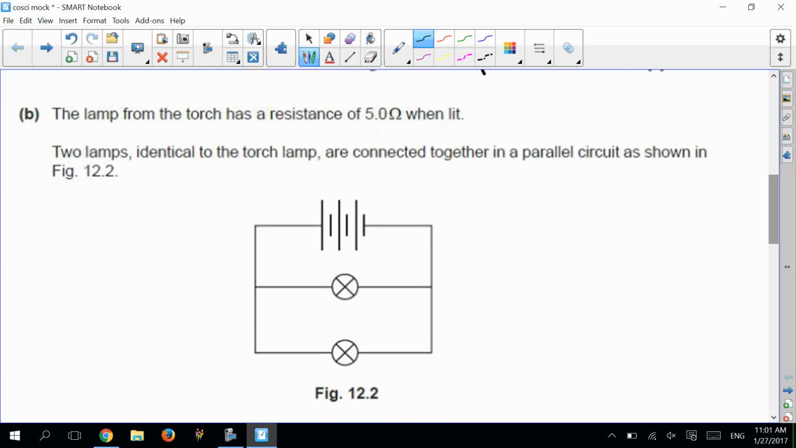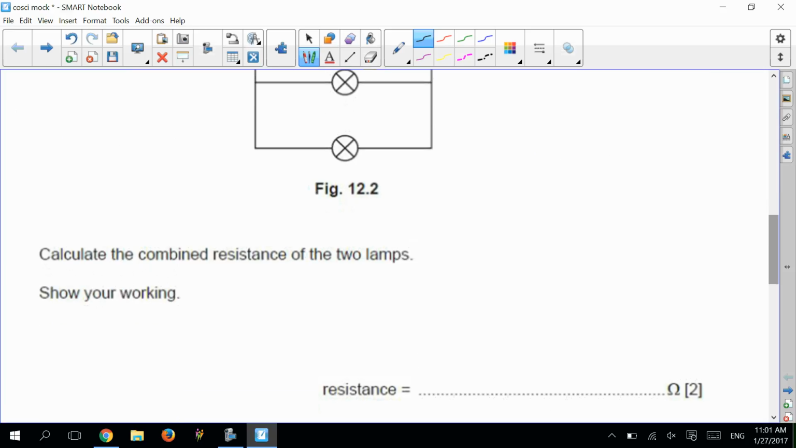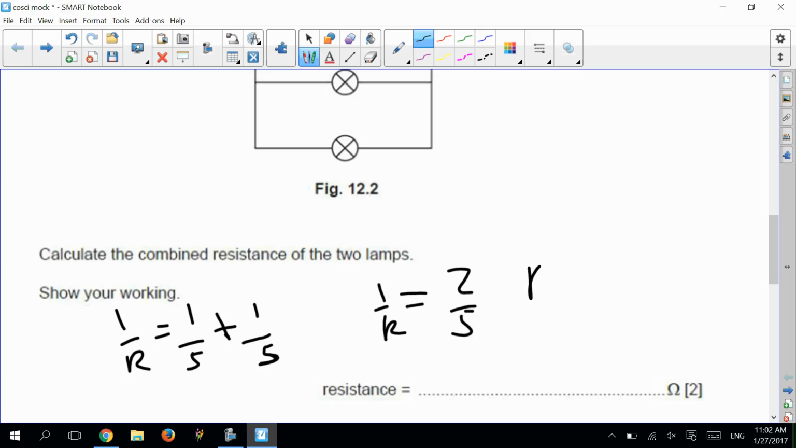The lamp from the torch has a resistance of 5 ohms when lit. 2 lamps identical to the torch lamp are connected together in parallel as shown in the circuit. Calculate the combined resistance of the 2 lamps. Show your working. So we're doing 1 over R is 1 over 5 plus 1 over 5, which is 2 over 5. So 1 over R is 2 over 5, which means that R is 5 over 2. 5 divided by 2 is 2.5 ohms.